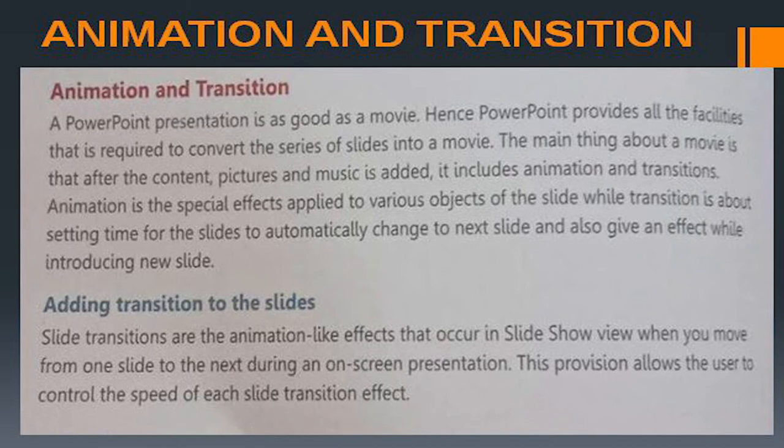So, adding a transition to the slides. Slide transitions are animation-like effects that occur in slideshow view. When you move on from one slide to the next during an on-screen presentation, this provision allows the user to control the speed of each slide transition effect. That means it is simple. Animation means making the presentation like a movie, and transition means going from one slide to another slide.